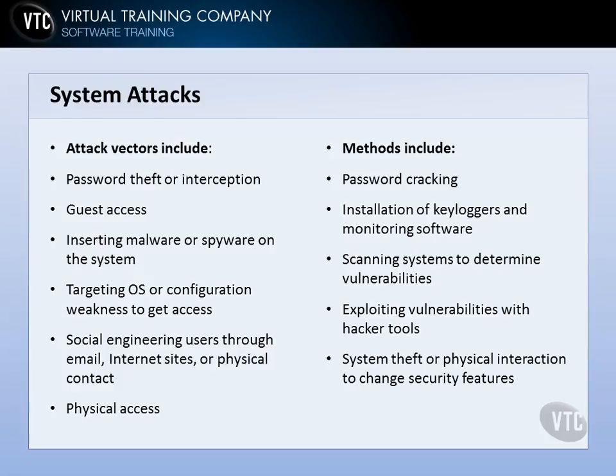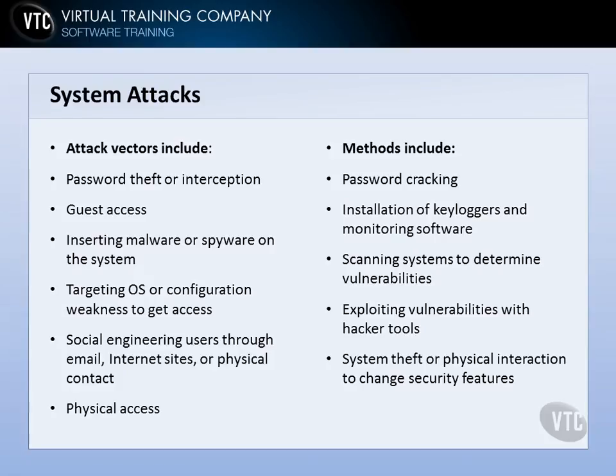Now, attack vectors can include password theft or interception, because if we can get passwords, we can get on the box. It also may include guest access. A lot of systems lock the guest account but don't provide a password for it. So if we could unlock it, then we have guest access. And in some cases, the guest is not even locked out. If we can get malware or spyware on the system, that could get us access or at least damage the computer and see what a user is doing. We also may target the operating system itself or any configuration weaknesses that are on the box to get access.